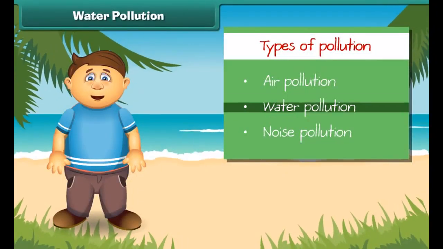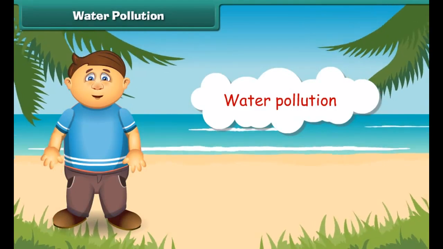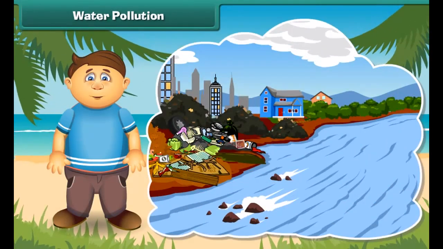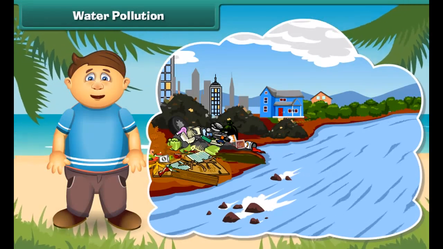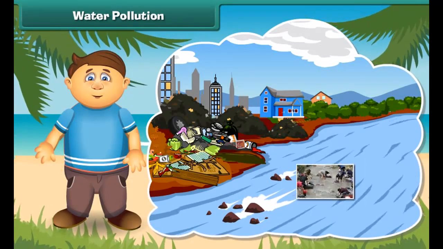What are its effects? Poisonous chemicals released from factories and industries enter the water bodies, due to which marine life is getting affected. If we consume such fishes, we will also fall ill.